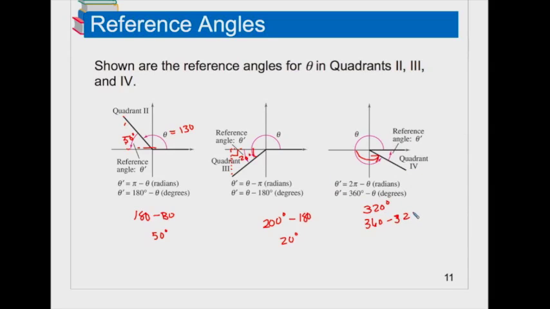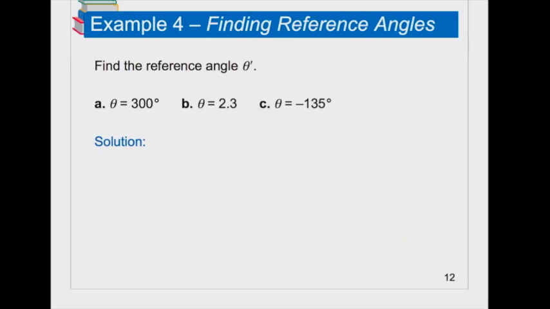I'm going to do 360 minus 320, and I'm going to get that my reference angle is 40 degrees. So this in here is 40, and I can work with that angle in there, getting me the same sine, cosine, and tangent values. Okay, so reference angles are going to be very, very useful. So now let's look at how we can actually find some of these.